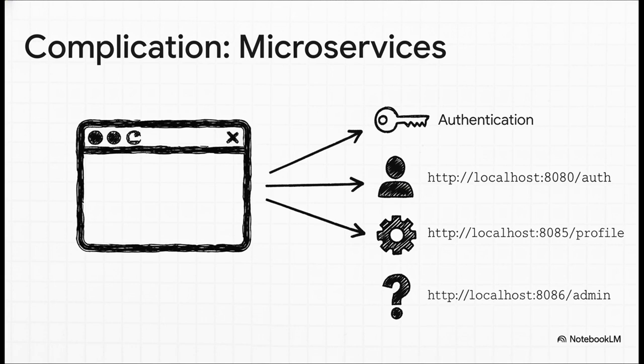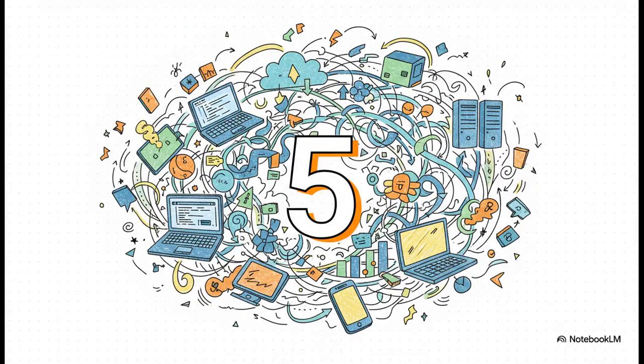Now, in any modern app, you don't just have one big backend. You've got a whole bunch of microservices. So your front end needs to know the correct address for the auth service, the profile service, the admin service, every single one. All of a sudden, that simple one-line fetch is looking a little bit naive, isn't it? And here is where things really start to get chaotic.